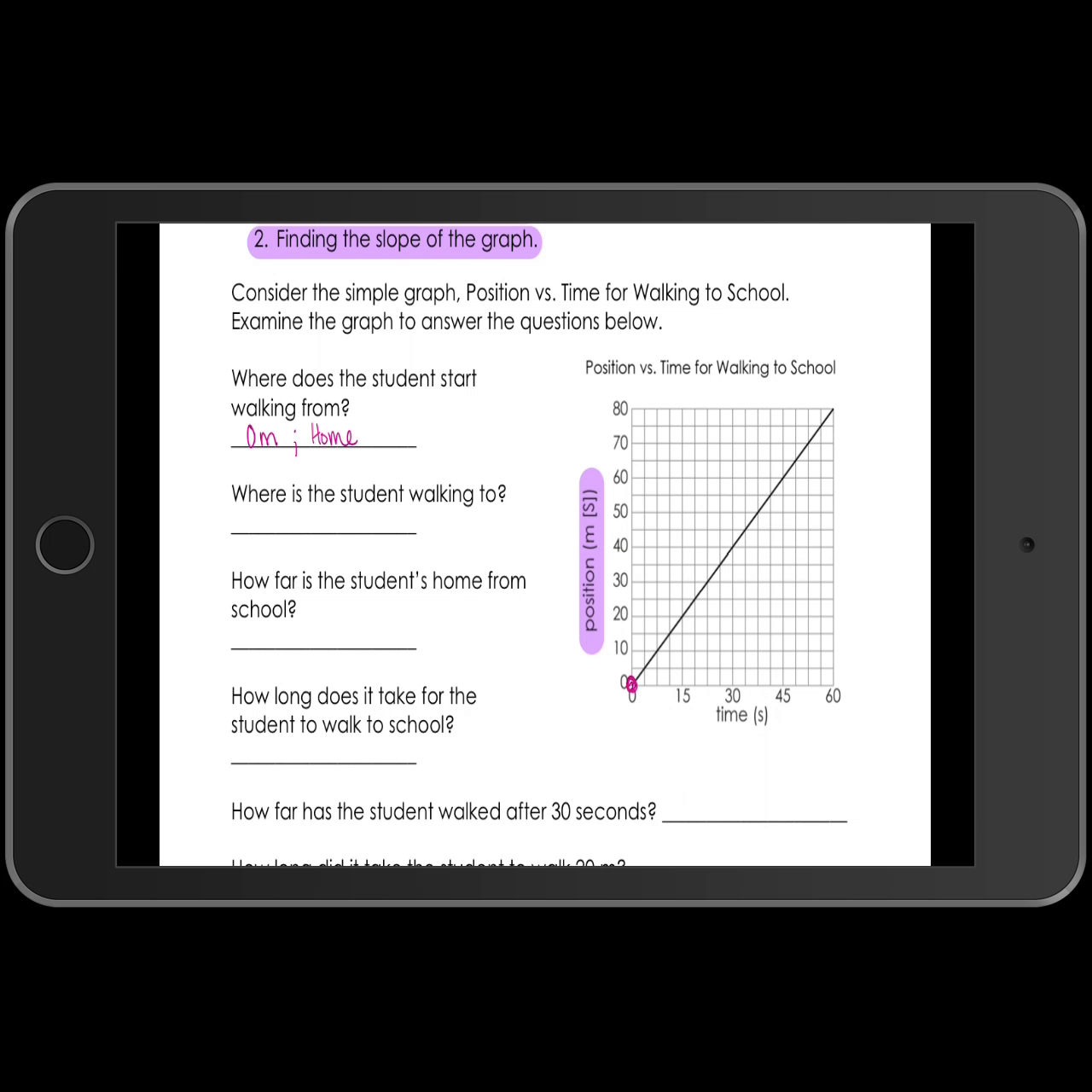Where is the student walking to? We know that the location they're walking to is the school. But if we look at the graph and we look at the ending time, what position is that student in? They are 80 meters south of home, basically. How far is the student's home from the school? We kind of already answered that in the last one. They are 80 meters south.